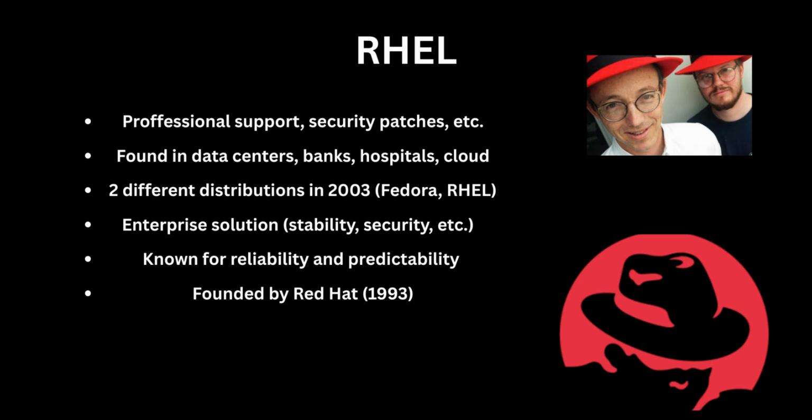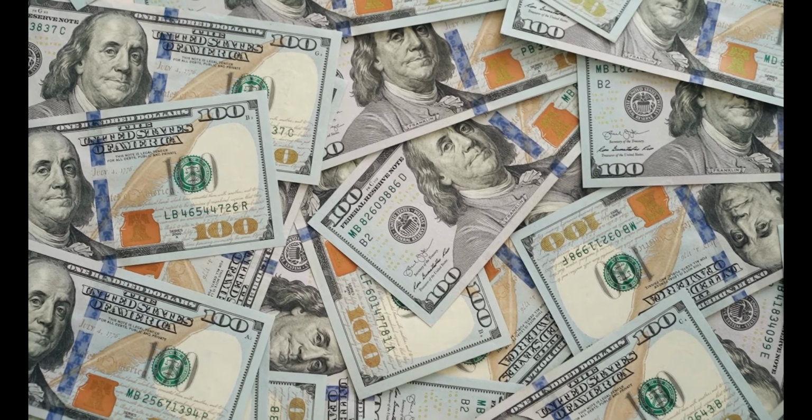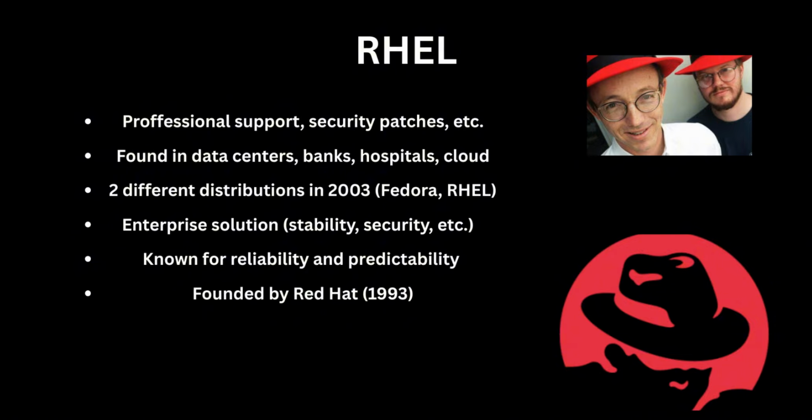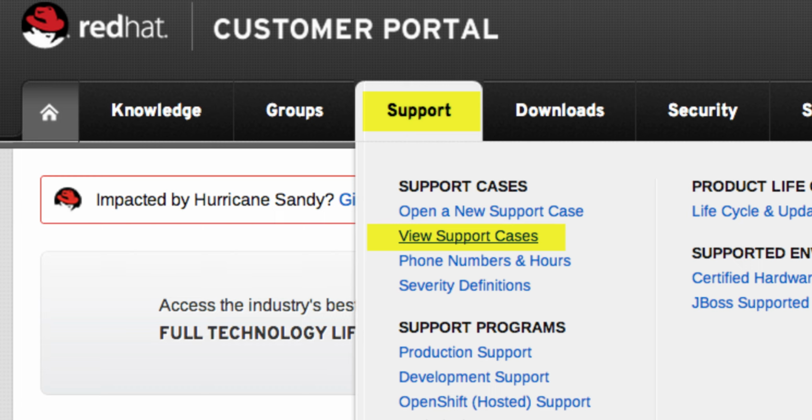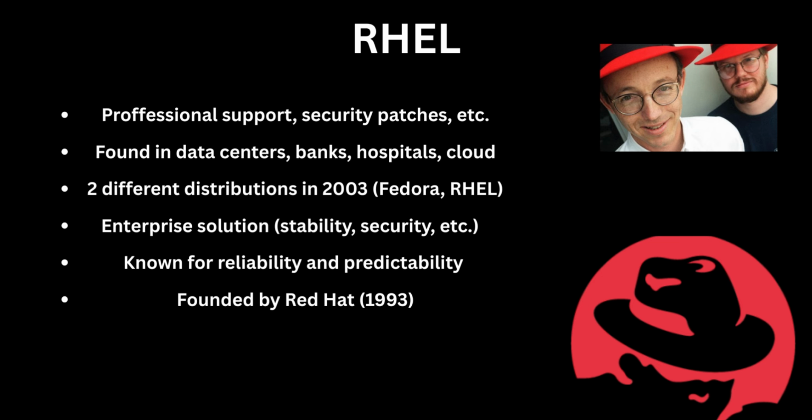So what makes RHEL different from, you say, Ubuntu or Fedora or Kali? The big thing is that it's mainly designed for enterprise environments, places where downtime is extremely expensive and security is critical. Red Hat offers professional support, regular security patches, and certified compatibility with major hardware and software vendors, which is very important if you have your own enterprise or business.